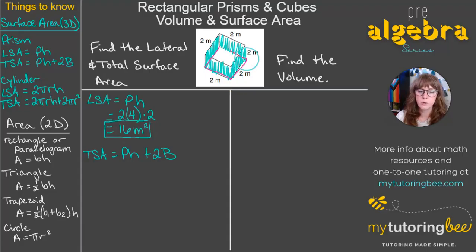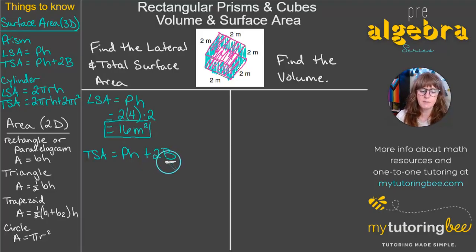If we're talking about a room, it has the area of that floor as well as the area of the ceiling, right? So we're including those 2 areas of that top and bottom of this cube. So that's where the 2B comes from.